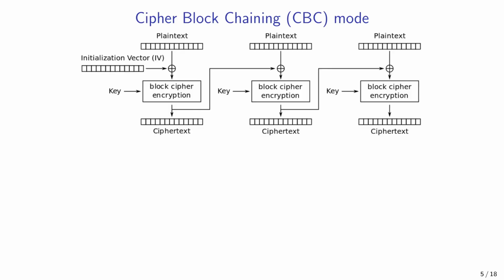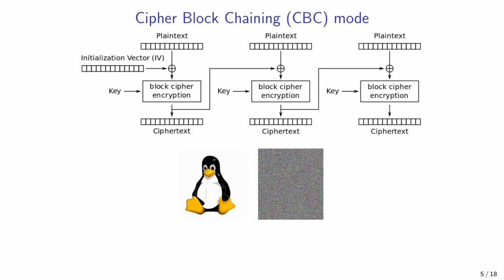And this is where we come to the CBC, or Cipher Block Chaining, mode. Here's how it looks. Here we need to only send an extra 16-byte IV for the first block. For the other blocks, the ciphertext from the previous block is used as an IV. And what we see is that it provides the security. After encrypting the image using the CBC mode, we don't see any patterns anymore.